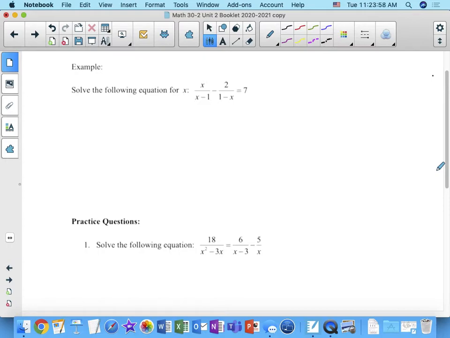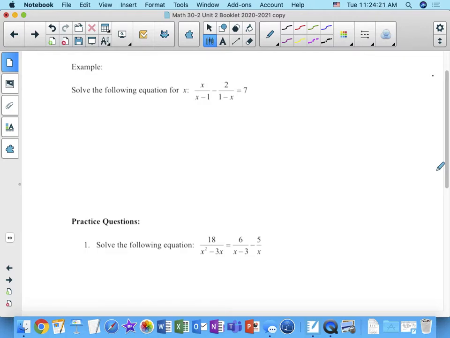Solve the following equation for x. X over x minus 1 minus 1 over 1 minus x equals 7. Okay, well, first thing we would have to do here is factor. Is there anything that needs to be factored here? No, okay, good, so that's nice.